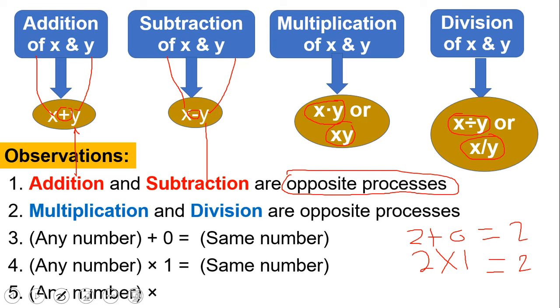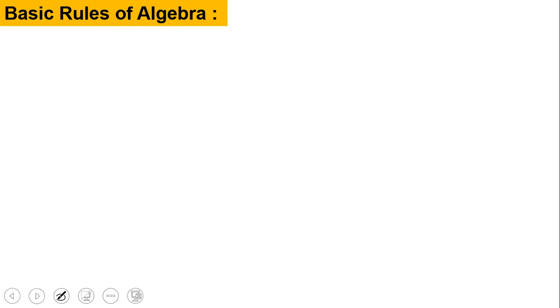Similarly, any number multiplied by 0 is 0. That is, if you get a very, very large number, and you multiply it by 0, the answer is 0. For example, 2 multiplied by 0, what is the answer? 0. Is that clear? So these are some common observations.